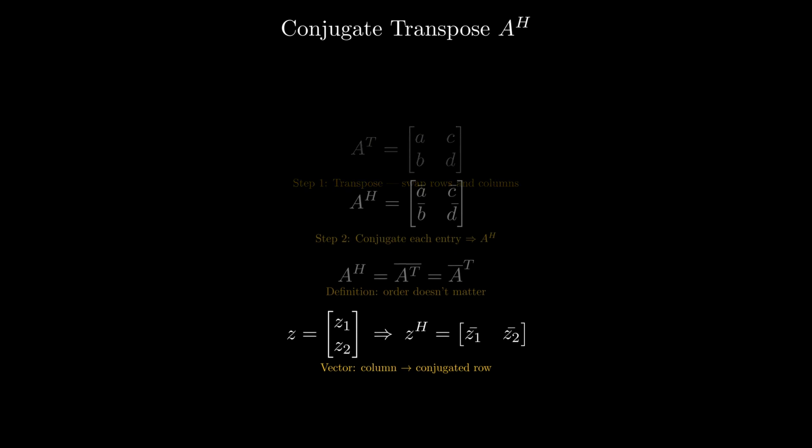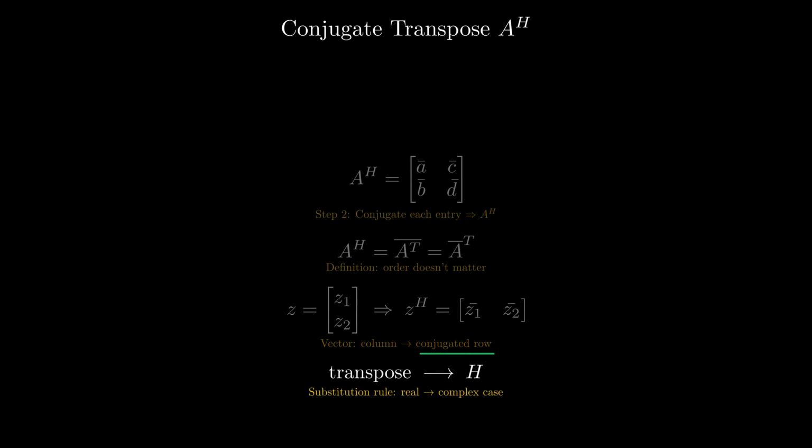From now on, the rule is simple. Wherever you would have written transpose in the real case, write H in the complex case. That single substitution rebuilds the entire framework of linear algebra for complex numbers. The H operation is the true transpose for complex linear algebra.